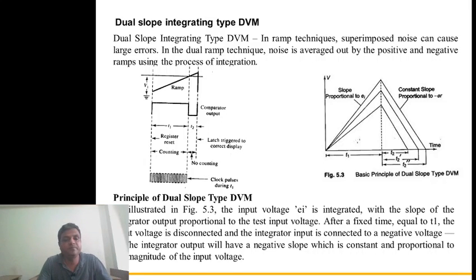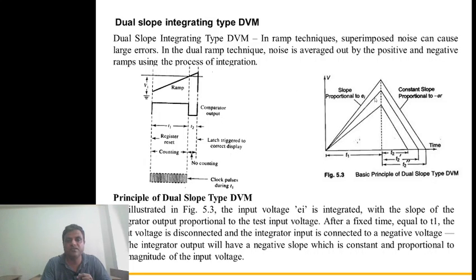Then what is the principle of the dual slope type DVM? See this particular circuit 5.3. The input voltage EI is integrated. For this ramp type input we require an integrator, so that's why we are using it. EI is integrated, with the slope of the integrator output proportional to the test voltage.